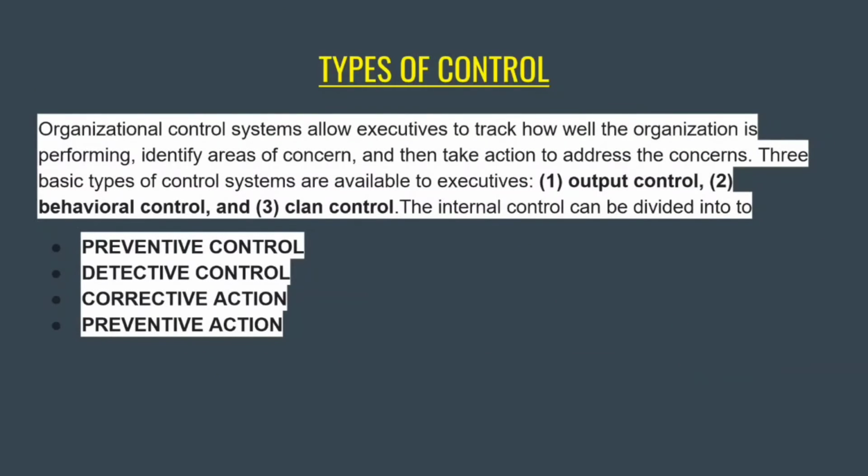Three basic types of control system are available to executives. The first one is output control. Second one is behavior control, and third one is client control. The internal control can be divided into preventive control, detective control, corrective action, preventive action.